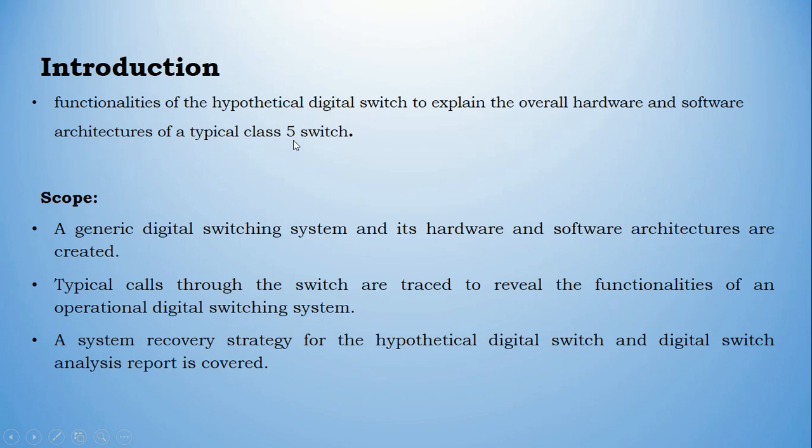Already you know what is class 5, it is the lower level of the switching where the subscribers are connected. So here you are going to know how the hardware and software are connected from lower level to higher level. And in the scope, they'll be telling clearly what all the hardware is at each level, because already you have studied level 1, level 2, level 3.